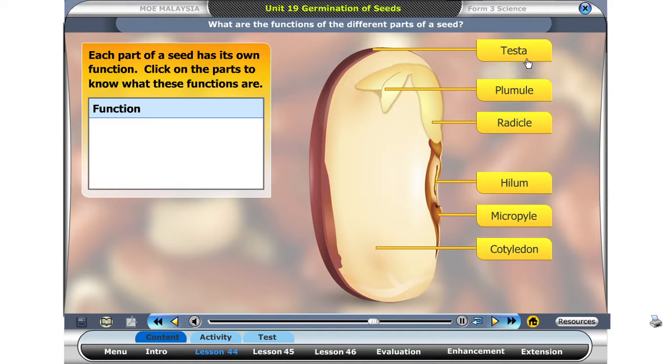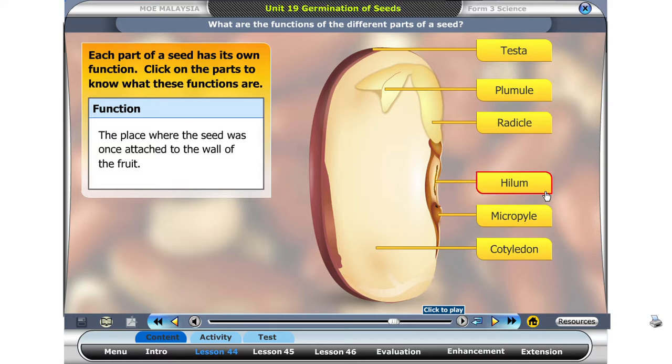Each part of a seed has its own function. Click on the parts to know what these functions are. The testa, which is the thick outer coat, protects the seed. The plumule grows to form the shoot. The radicle grows to form roots when the seed germinates.